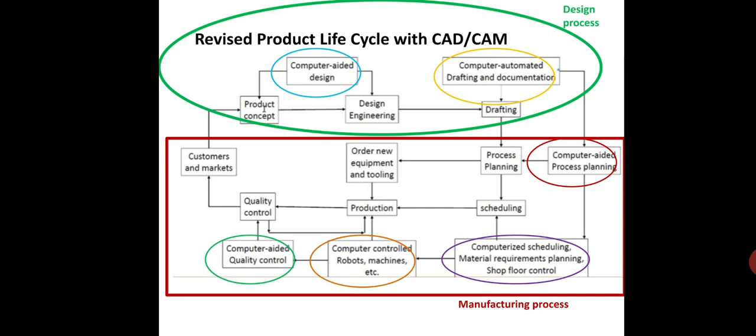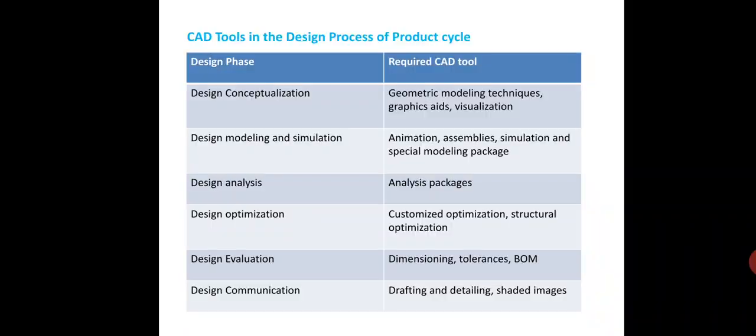If you remember the previous diagram, in that diagram the whole product life cycle gets divided into two groups, that is design process and manufacturing process. Same thing here, you can find the two parts, that is design process and manufacturing process. Here the computer plays a crucial role. Let us see the tools required in the design process of the product cycle.